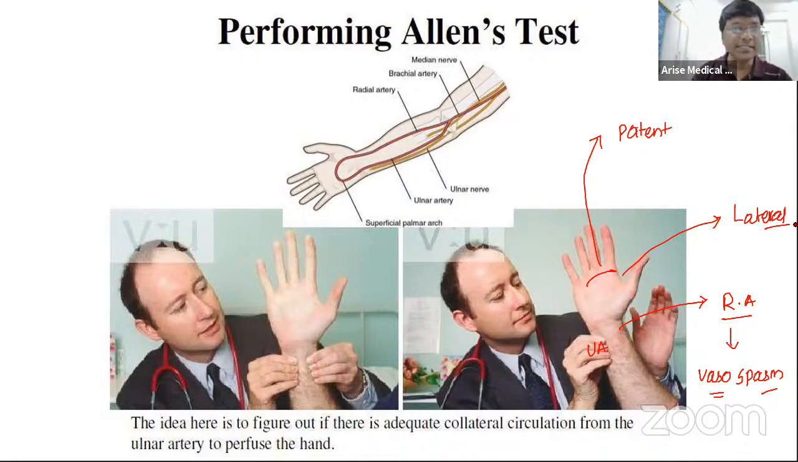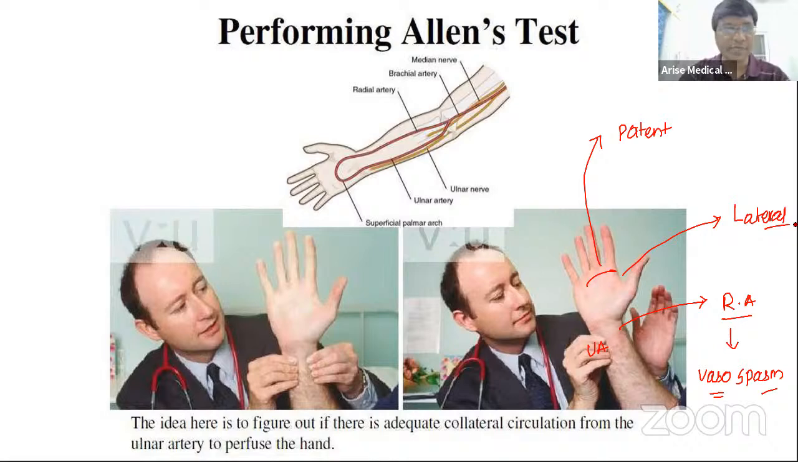Okay, that is what is called the Allen's test. So before doing arterial blood gas analysis, please remember you have to do Allen's test. Without doing this Allen's test, please don't perform your ABG. This is a practical point, right? This is a practical point.